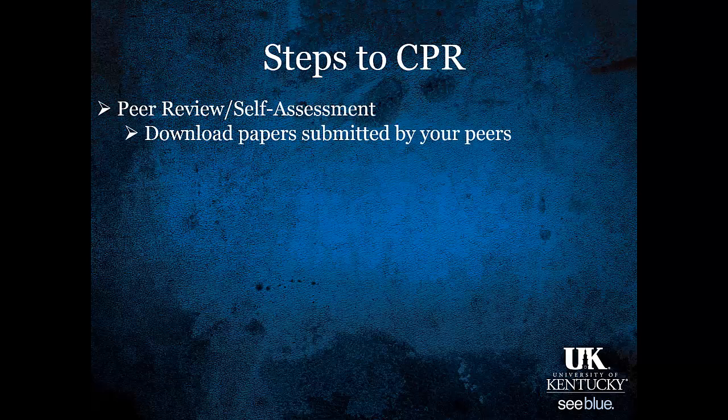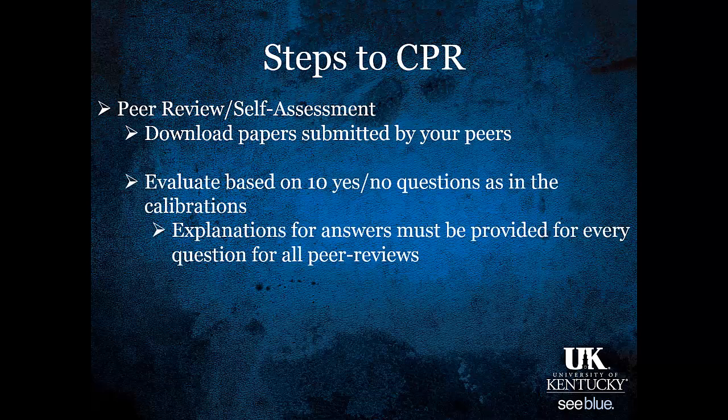The next two steps are pretty much the same. It's a peer review and the self-assessment. Here you're going to download papers submitted by your peers, and in the case of self-assessment, your own paper. And you're going to evaluate these based on the same 10 yes or no questions as you received in the calibrations. The only difference here is for the peer review, you'll be required to provide explanations for all the answers.